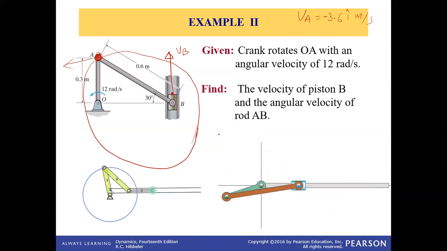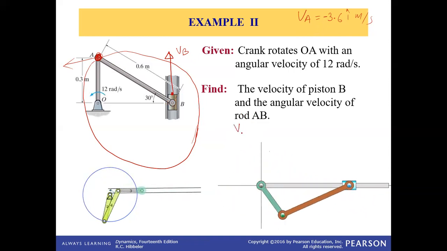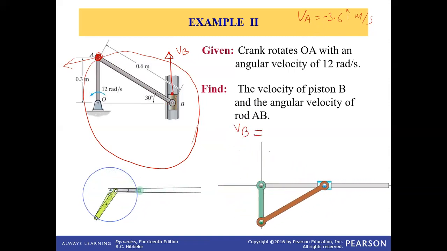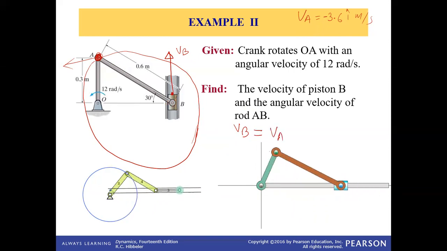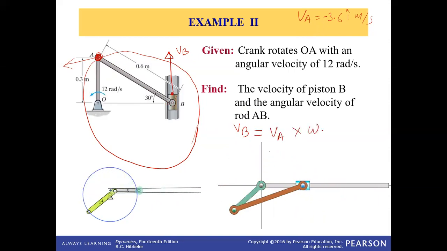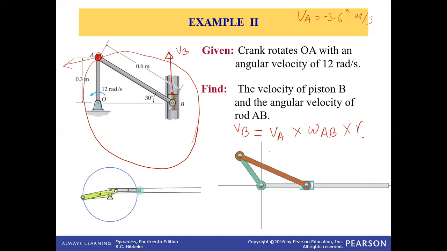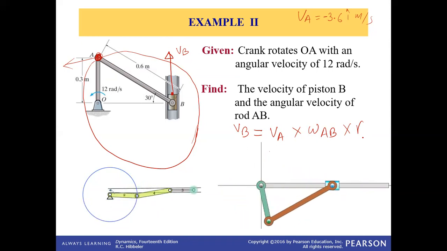So then for rod B, what do you want to find? VB, right? You want to find VB, right? What is VB? What is the formula for VB? VA plus omega AB cross RBA or RAB. RBA. Excuse me? The RBA.